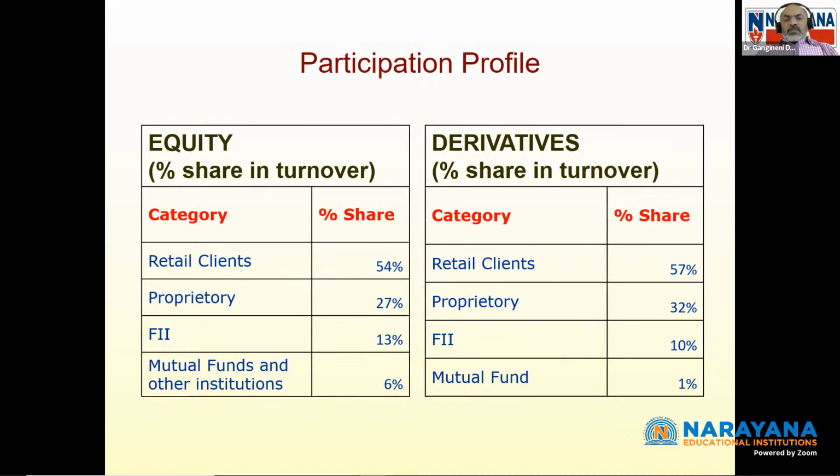There are various types of participants. If you see here in derivatives, retail and proprietary trading is almost 90%, 89%. Proprietary trading means how the brokers trade on their own behalf. FI and mutual fund participation is less because, of course, mutual funds are not allowed except to hedge their exposures. So they cannot directly speculate on the derivatives F&O market.